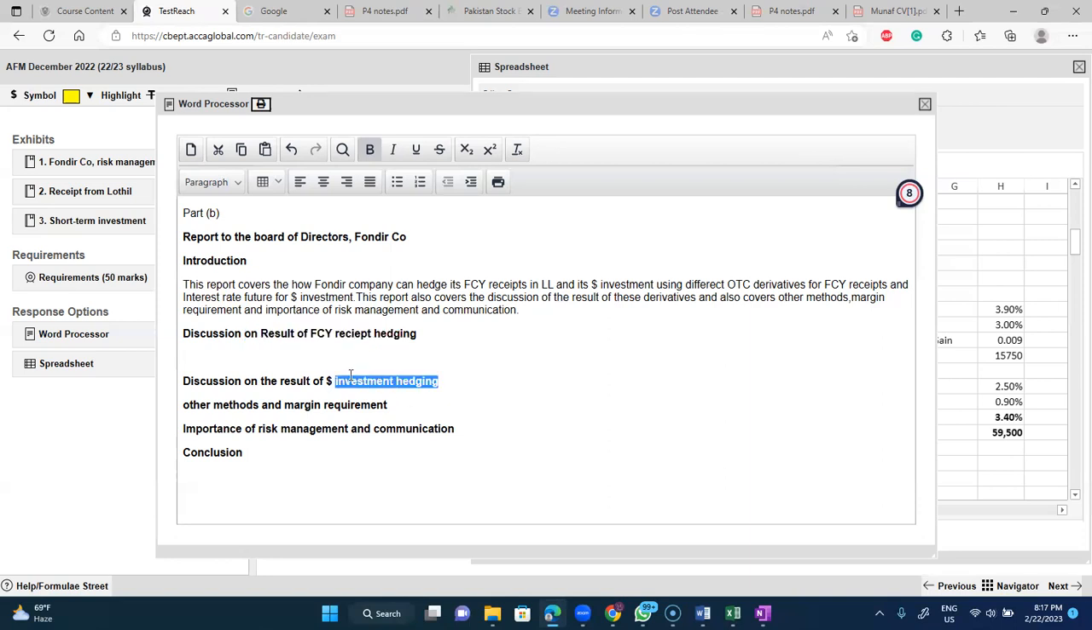And here you will discuss that when the company receives the money after 4 months, the company will ensure that it can invest that at a fixed rate. And here, using the interest rate future, you can lock your position at 3.4%. That is 59,000. 59,000 is the amount. So whether interest rates rise or fall, you have locked your position. You will receive your income at 3.4%.